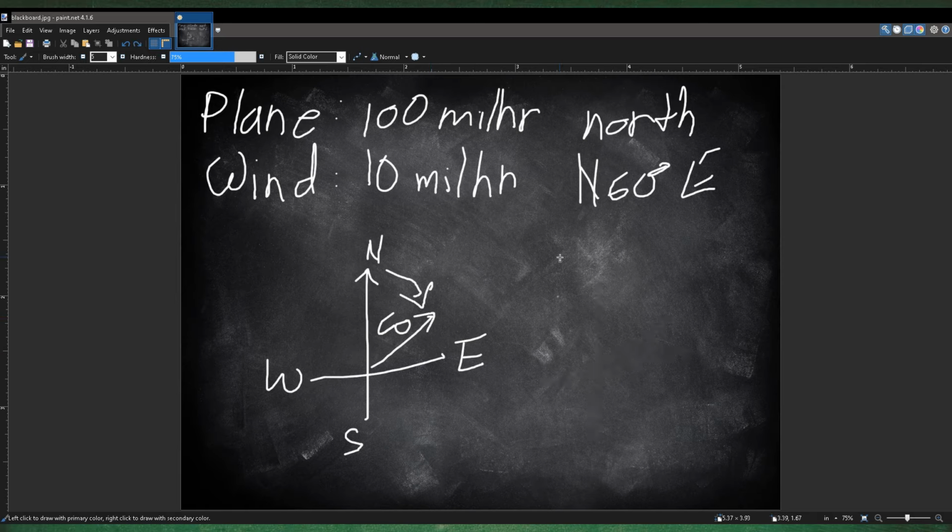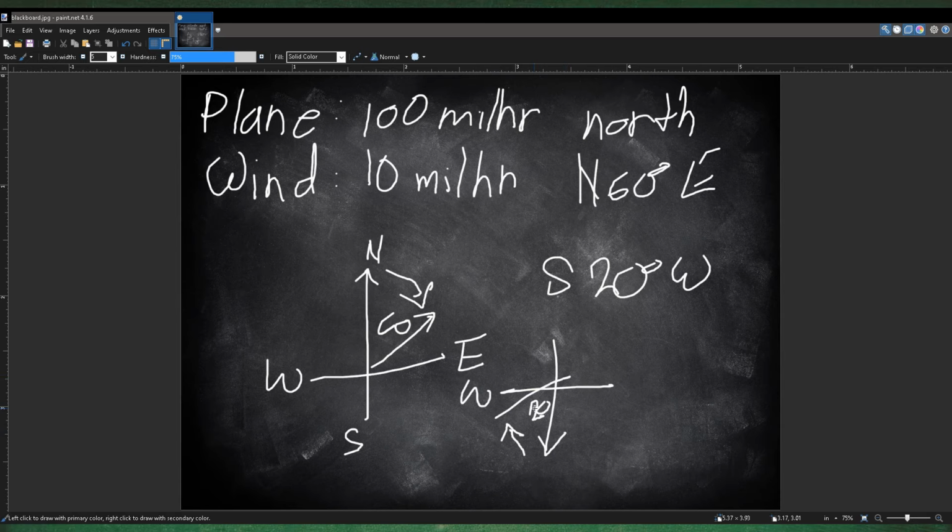Or let's use another example. We have south 20 degrees west. So you're going to look at south, and then you move 20 degrees toward the west. This is west. So you're going to be moving right here, which is 70 degrees.